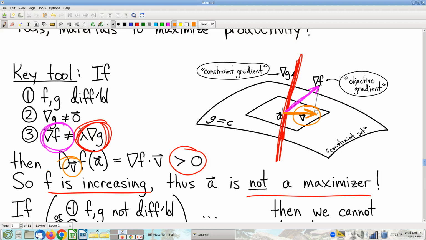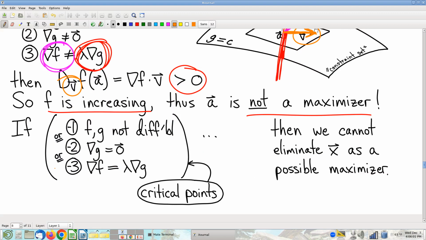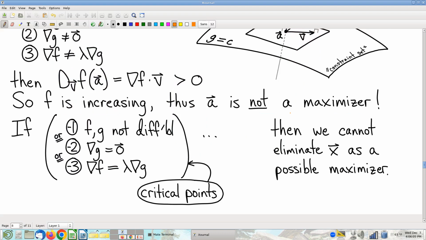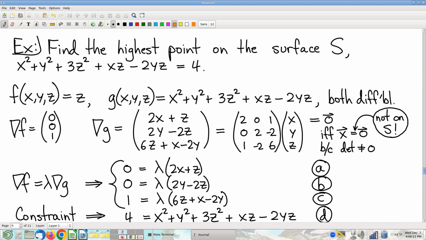Yeah. Okay. All right. So we've got tools. Let's see some examples. And here we go. Again, our three conditions for critical points. By the way, the algebra on some of these does get a little tedious.